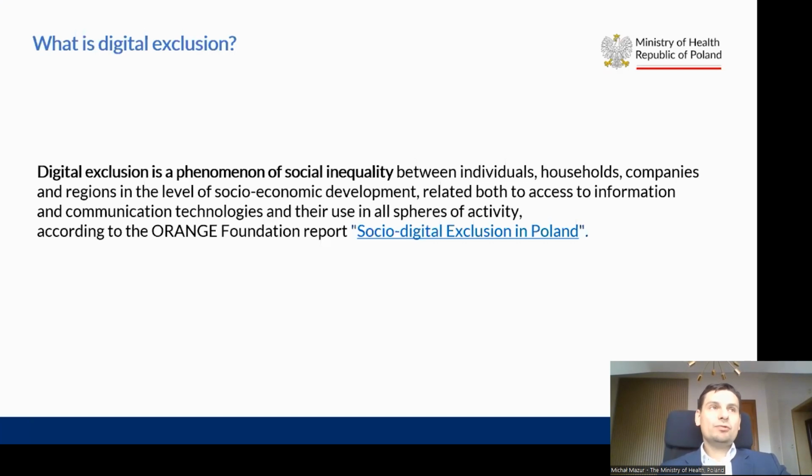And first, what is digital exclusion? Digital exclusion is a phenomenon of social inequality between individuals, households, companies, and regions in the level of socio-economic development related both to access to information and communication technologies and their use in all spheres of activity, according to the Orange Foundation report, Socio-Digital Exclusion in Poland.